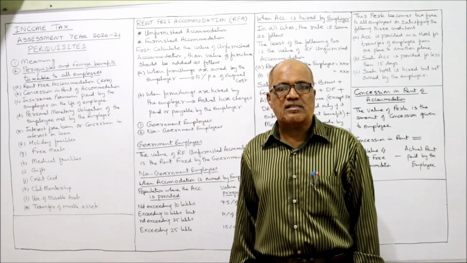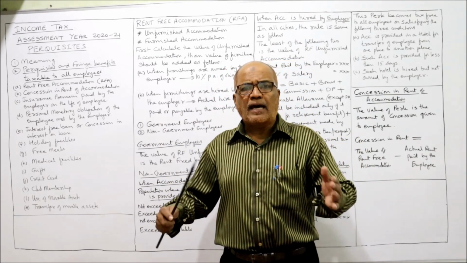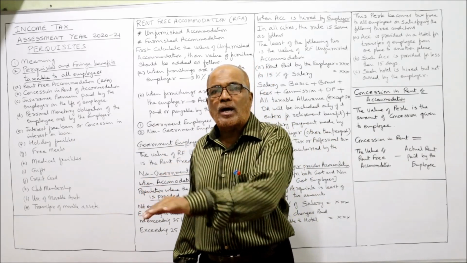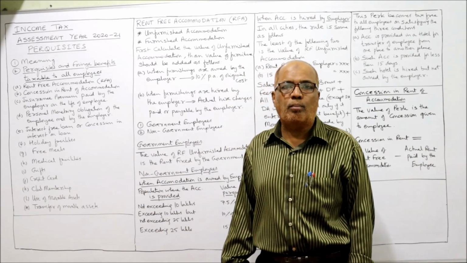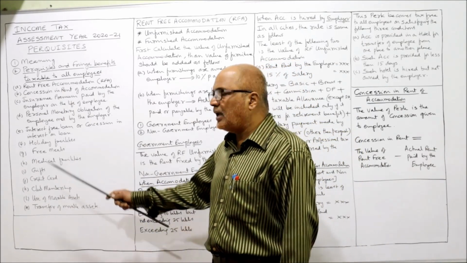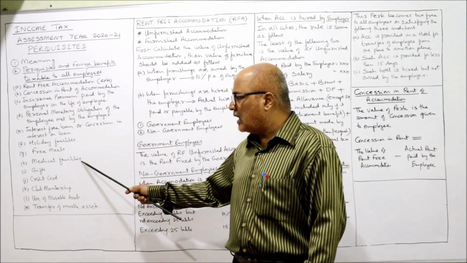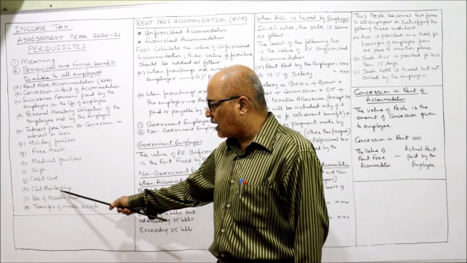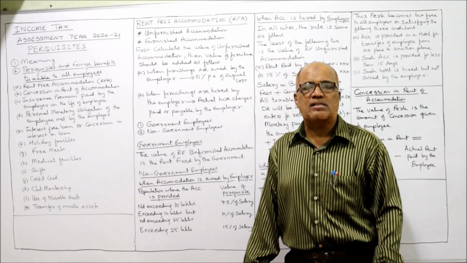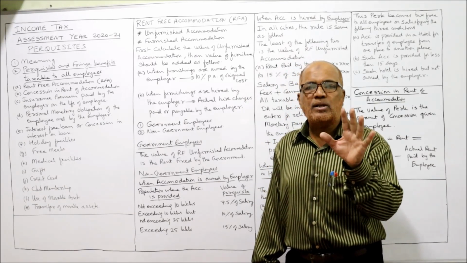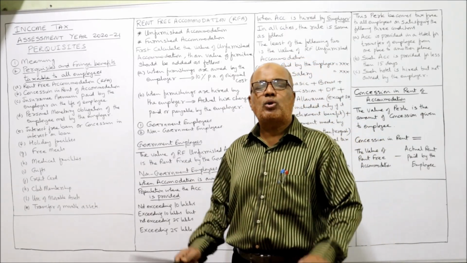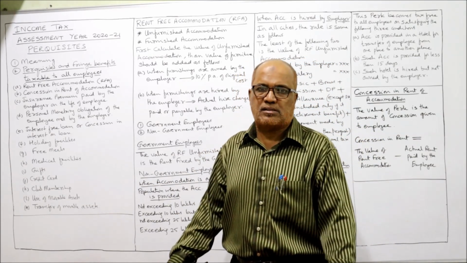Holiday facilities. Sometimes the employer has made a holiday home, that means employees can go and stay in that holiday home. They are getting the benefit, so it's a taxable perquisite. Free meals provided, medical facilities, gifts, credit card, club membership fee, use of movable assets and transfer of movable assets. These are a few examples of those perquisites which are taxable to all the employees.